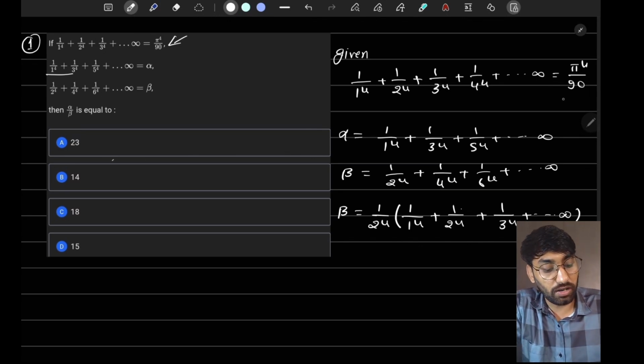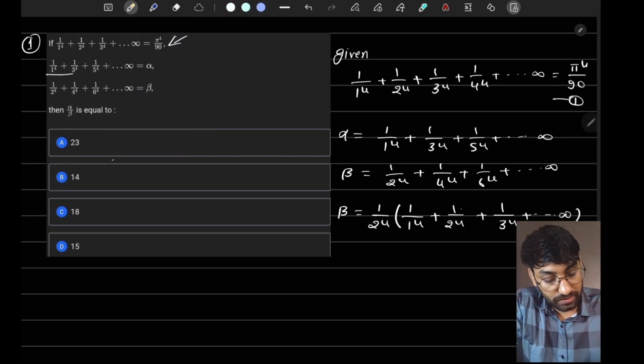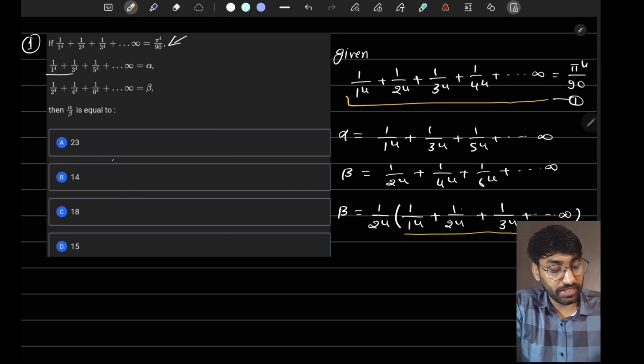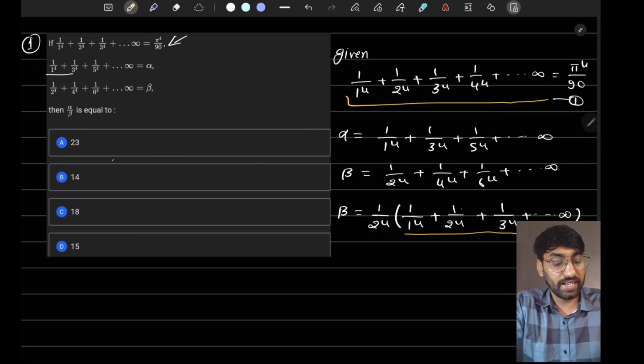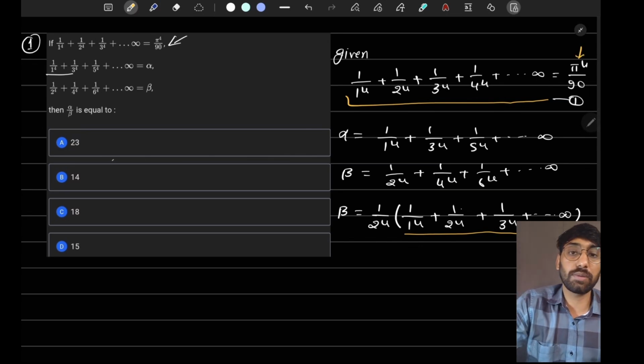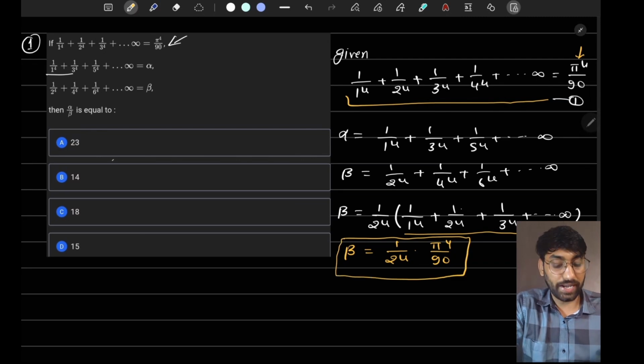Correct? Now if you closely observe equation 1, this value is nothing but this value. So from equation 1, I can substitute the value of 1 by 1 power 4 plus 1 by 2 power 4 plus 1 by 3 power 4 till infinity, right? And that value is given by pi power 4 by 90. So my beta will become 1 by 2 power 4 into pi power 4 by 90. Okay, this is one thing that I have now. So I got the beta value.